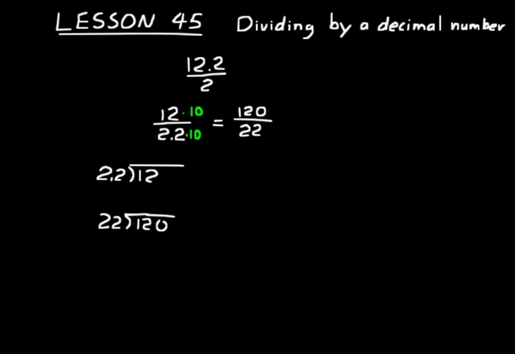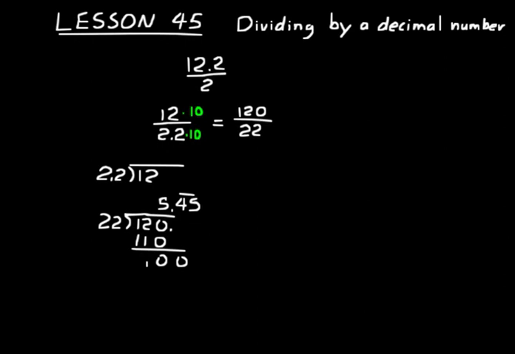22 goes into 12 5 times. And then you'll have to bring down a zero, you have a decimal point there to deal with. And I won't go into how to figure out the answer because that's kind of beside the point here. It ends up being 5.45 repeating.